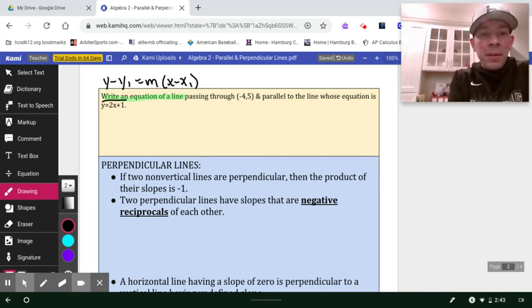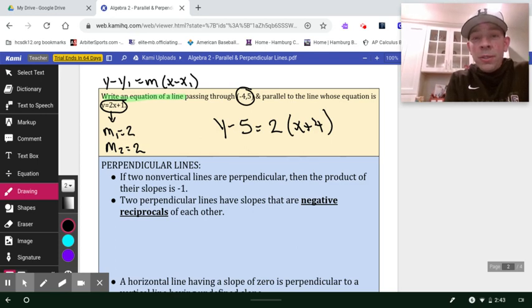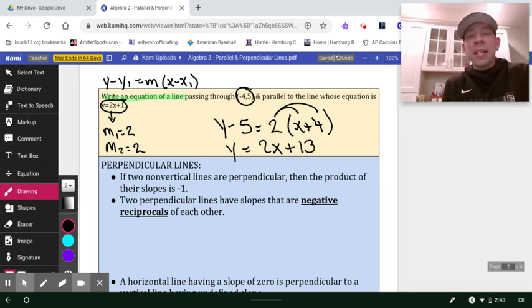Our line's got to be parallel to this one. Now this guy has a slope of 2. Therefore, the slope of my line also has to be 2. We've got our point. I think we're off to the races. y minus 5 equals 2 times the quantity x plus 4. We got it. Now, if you wanted to, you could solve for y. We could distribute the 2 to make 2x plus 8 and then add the 5 over to make 13. But a lot of times that's an optional move, and we'll have to read the directions to see how far they want us to go.